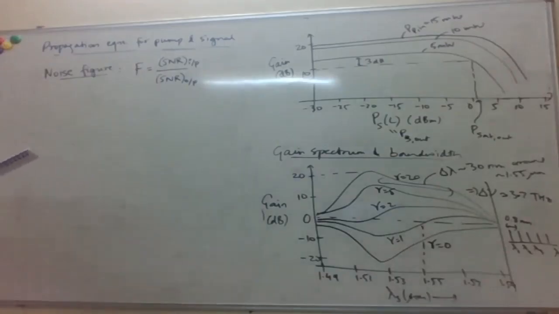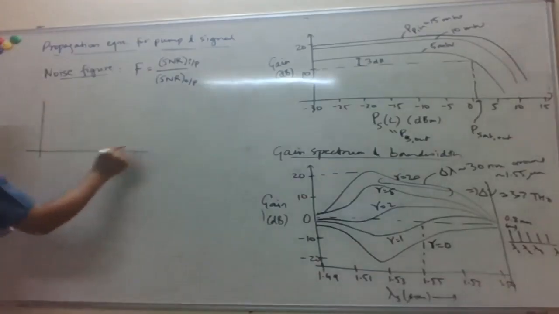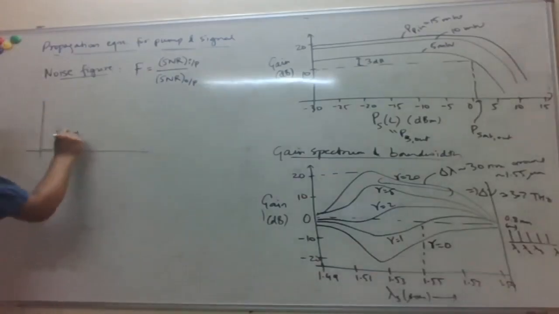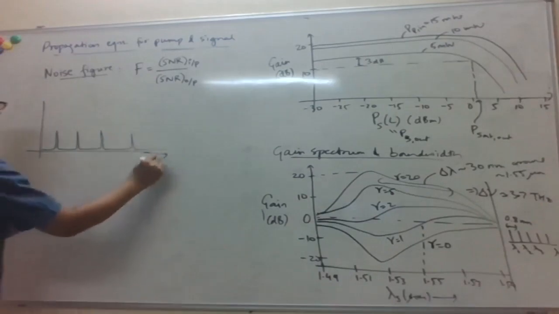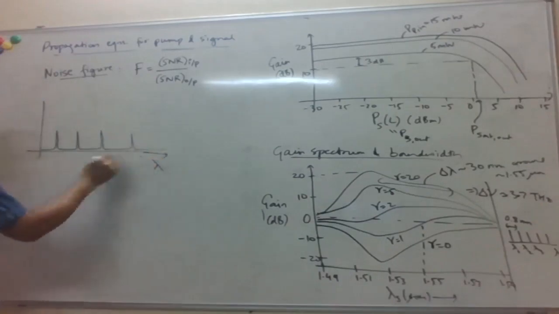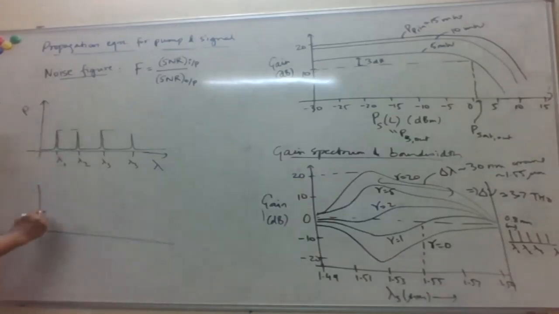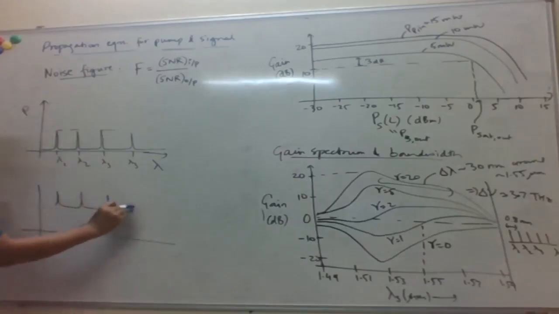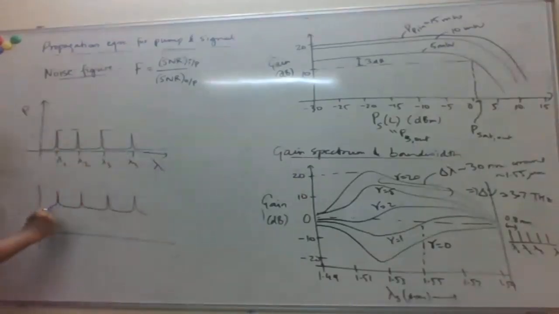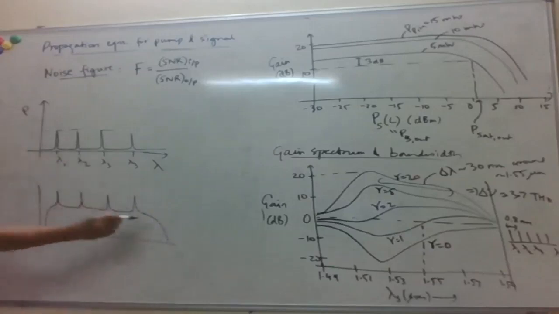Okay, so for example, let's say I have this WDM signal, right? So I have some different wavelengths here with some powers here, right? So now I send it through the amplifier. So what happens is, of course, these wavelengths get amplified, so the peak value increases, right? But also there's a background noise added. Okay, so the spectrum looks like this.